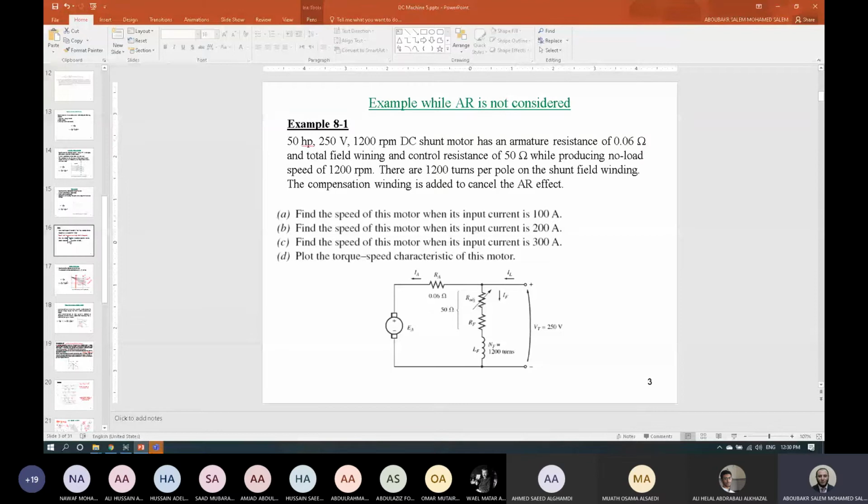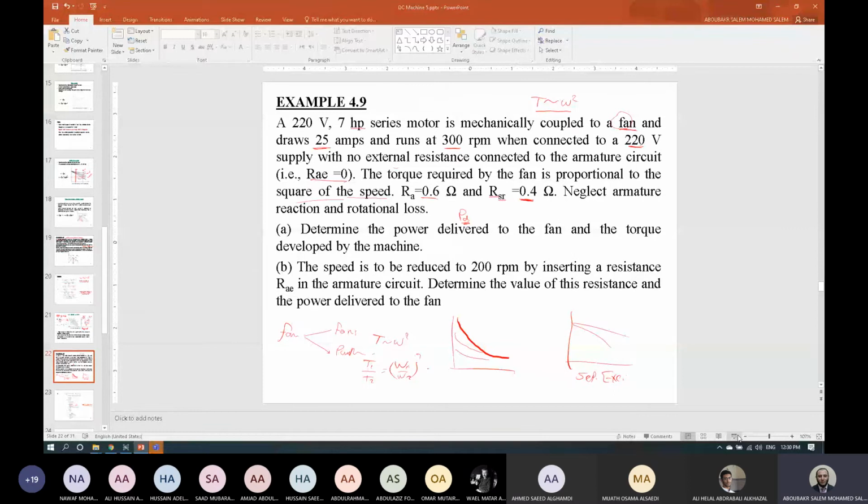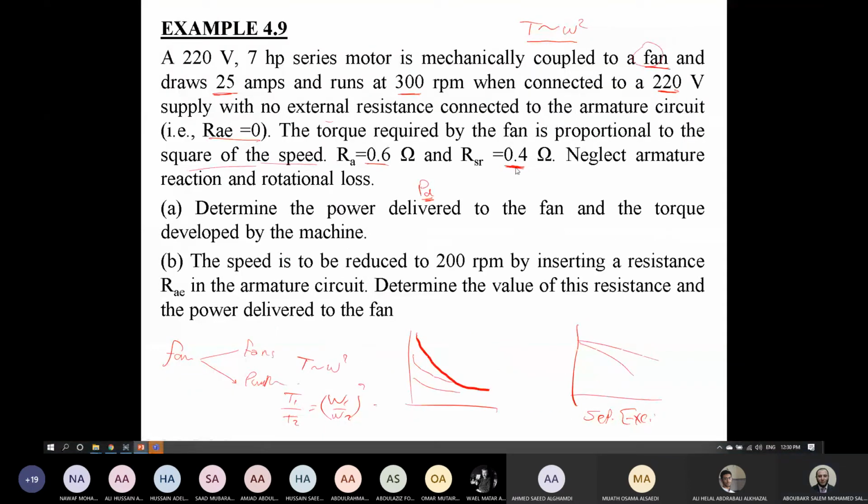However, in series here in our example, as you can see, the series resistance is 0.4 ohm, because now the series resistance is connected in series with the armature resistance. So the current which will flow in the field now is the armature current, which is a high current. But if we have high current, can we use a small cross-section resistance?